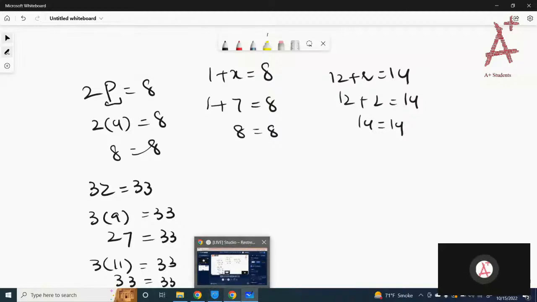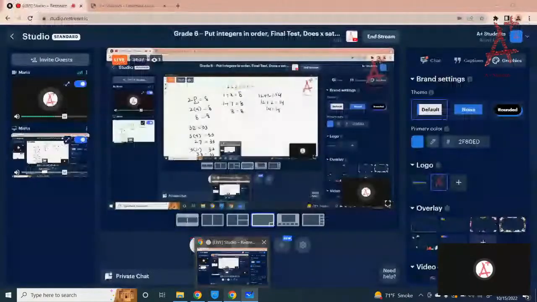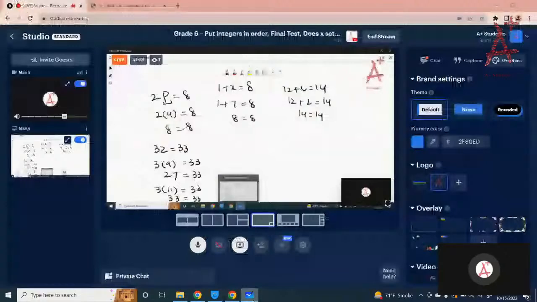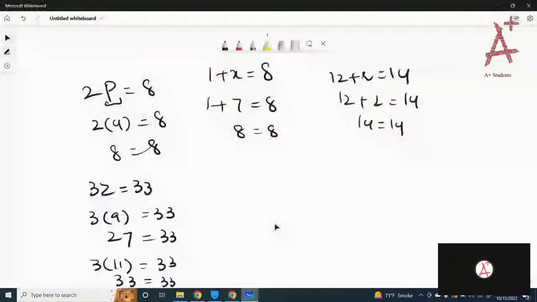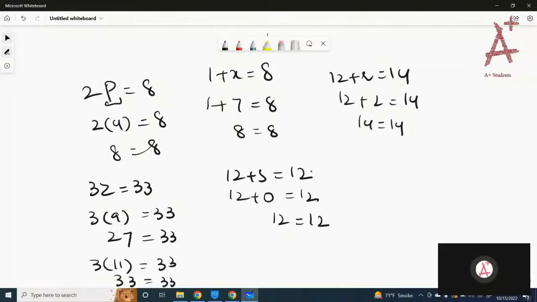Okay, what value of s is the solution of the equation? 12 plus s equals 12. You are given two of the options, 0 and 2. Just check with 0. 12 plus 0 is 12. That means 0 is the solution of the equation. Got it?